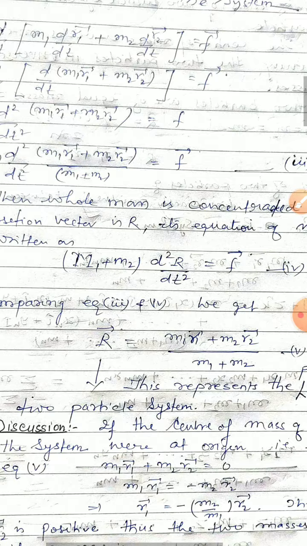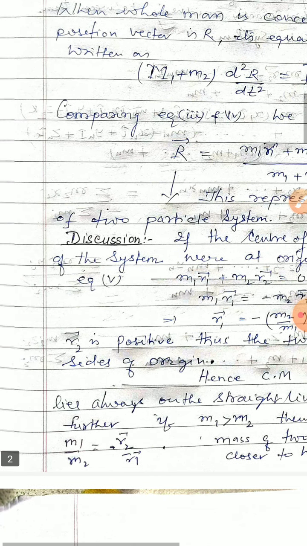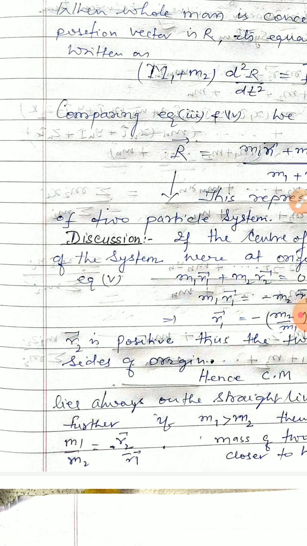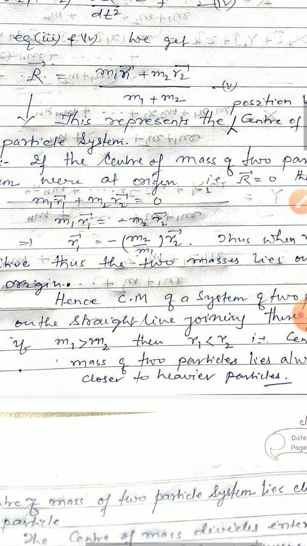Now discussion on the result. If the center of mass lies at the origin, then R will be 0, so m1 r1 plus m2 r2 is equal to 0. From here r1 is equal to minus m2 by m1 r2. So this shows that the two masses are located on the two opposite sides of the origin. And further, m1 by m2 is equal to r2 by r1, that is, if m1 is greater than m2, then r1 is less than r2. That is, center of mass lies closer to the heavier mass.